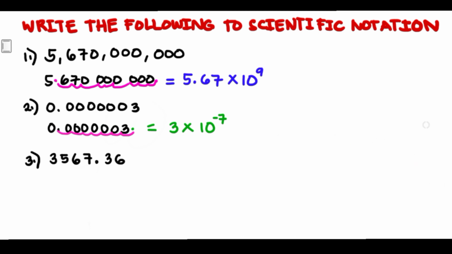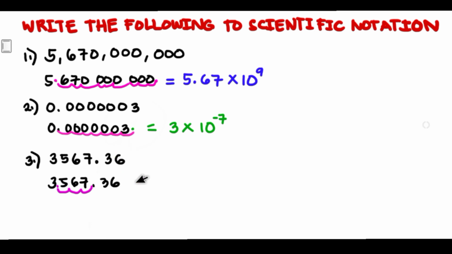So, let's have number 3 example. 3,567 and 36 hundredths. So, isulat po daw po natin siya into scientific notation. So, kinopya ko na siya. So, ito po yung decimal point. Kailangan mapunta po siya after the first non-zero digit. At yun ay 3. So, punta tayo ng kaliwa. So, ilan yan? 1, 2, 3.